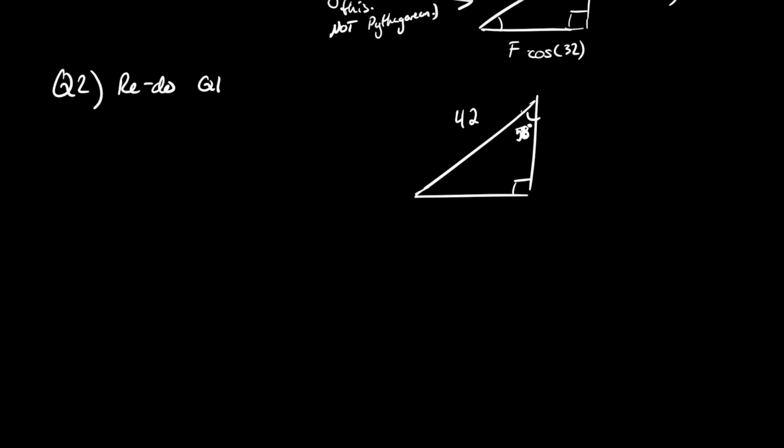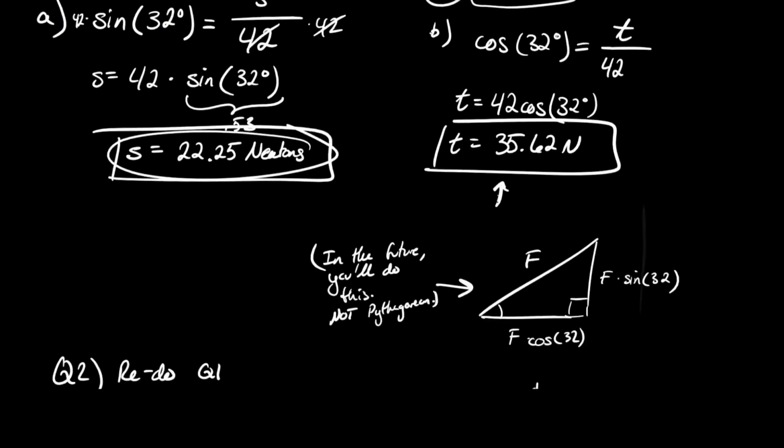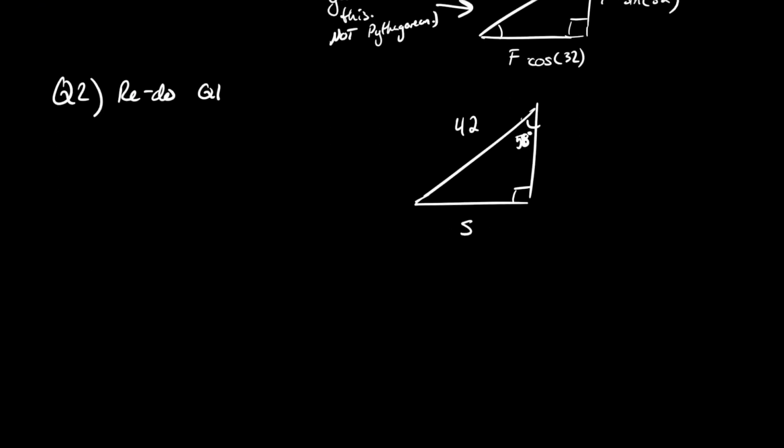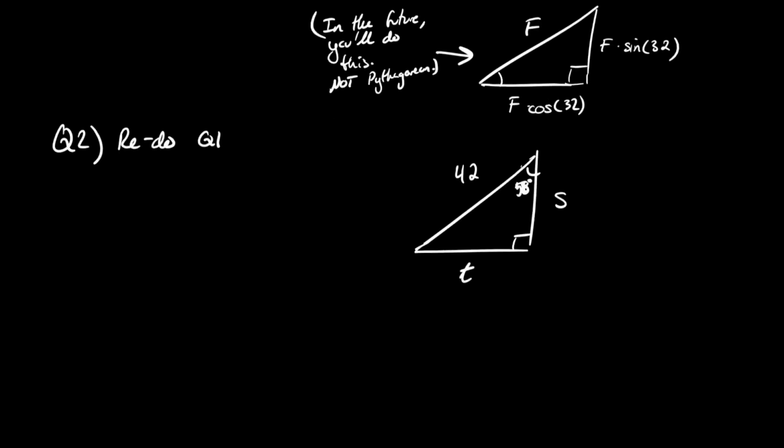And again, we're going to redo the problem and see if we can find what side. Did I get the labeling right? No, I got it wrong. I just want to keep the same letters, T, S. We're going to work off of this 58 degrees, treat that as the angle, and see what we can do. Okay, let's find side S first.